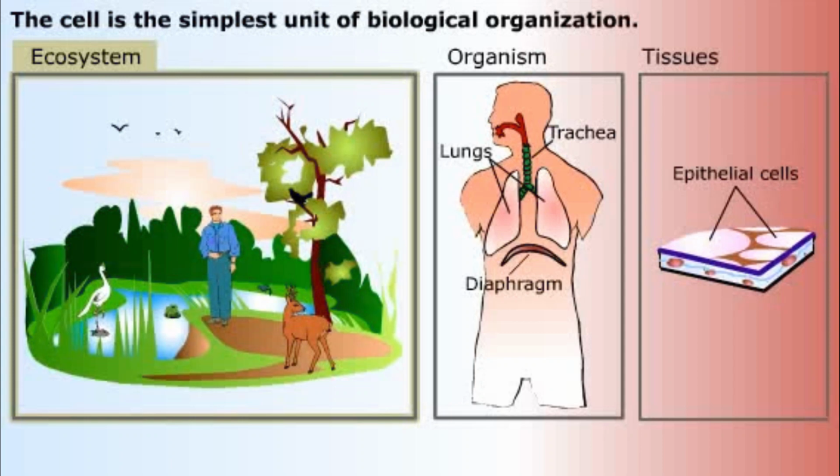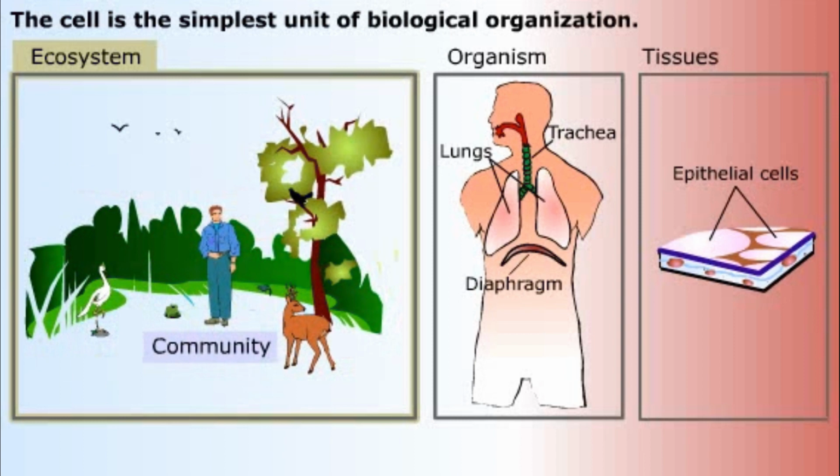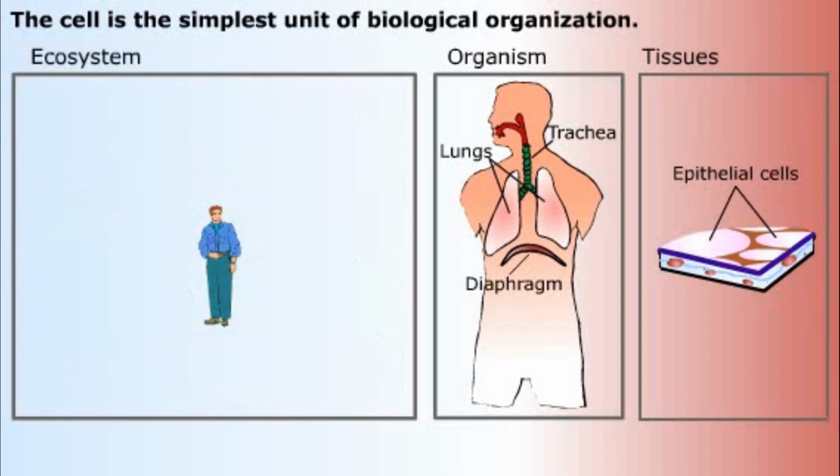Life has several levels of organization. All organisms are part of an ecosystem. A biological community is the collection of organisms in an ecosystem. The next level of organization is the individual organism.